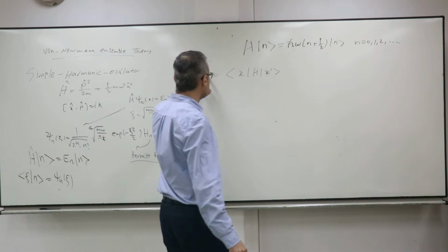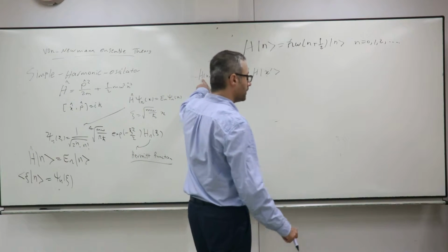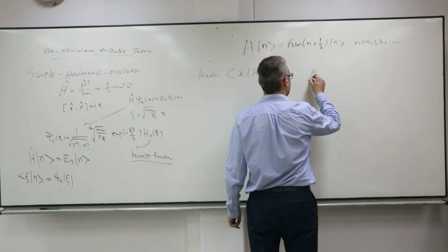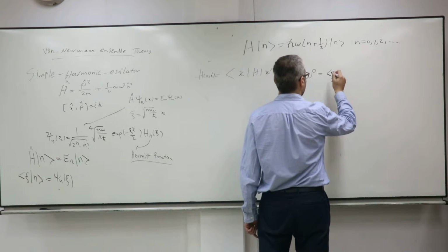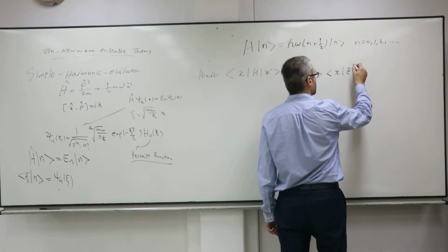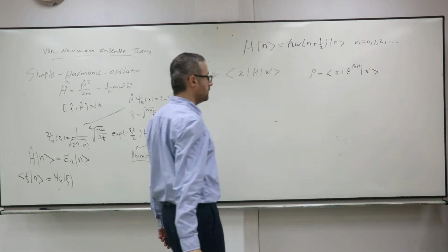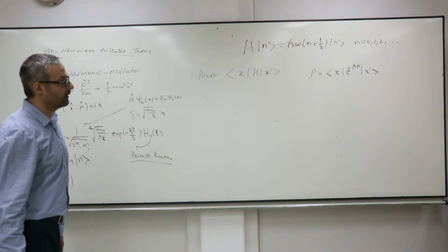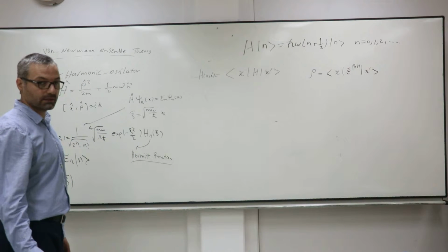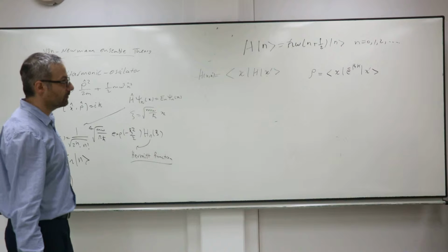This is the matrix element of the Hamiltonian. But what you need is not that. You need the matrix element of e to the minus beta H. I want to find that, in one dimension. You can do this in D dimensions for the harmonic oscillator.